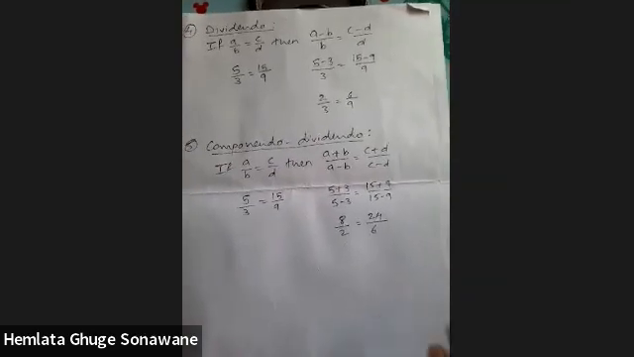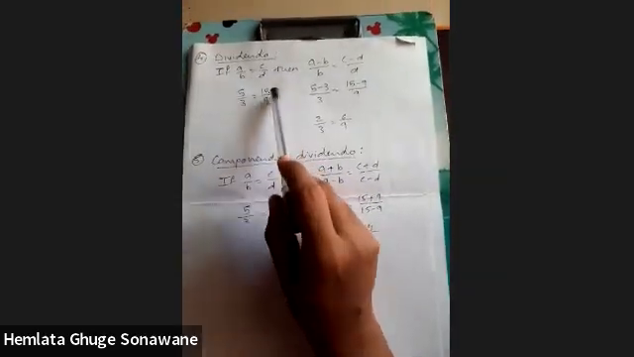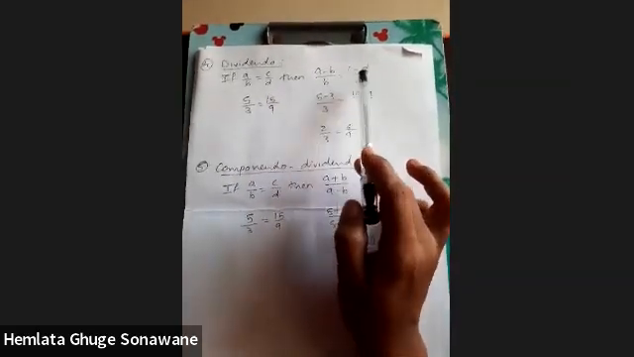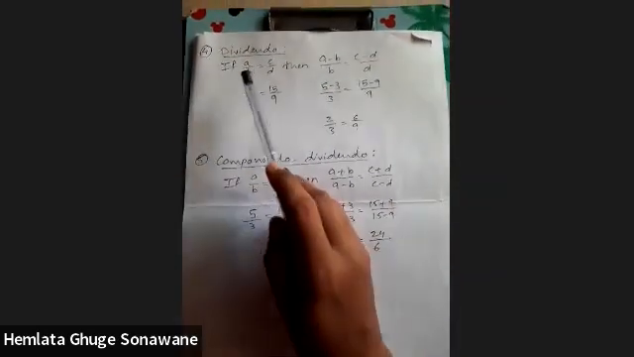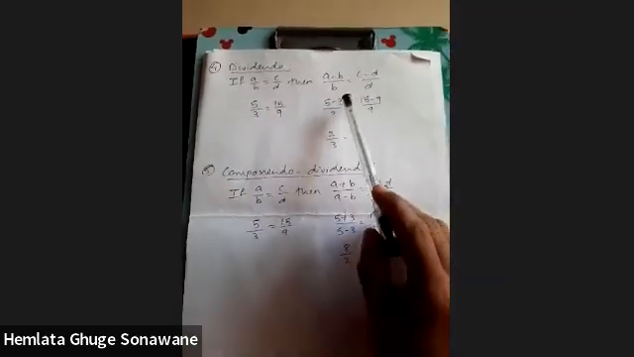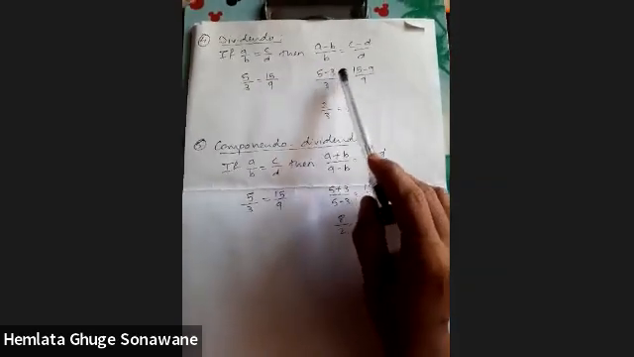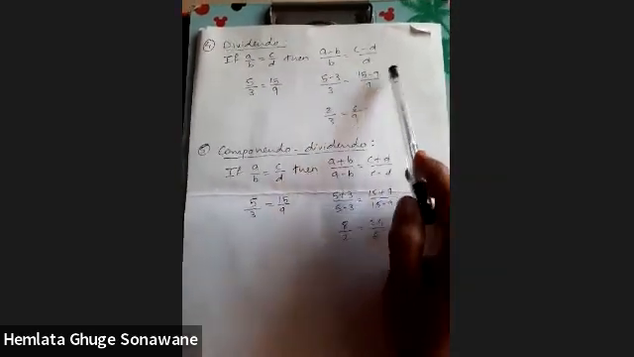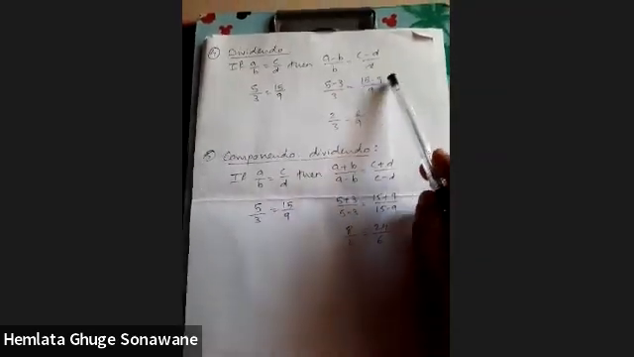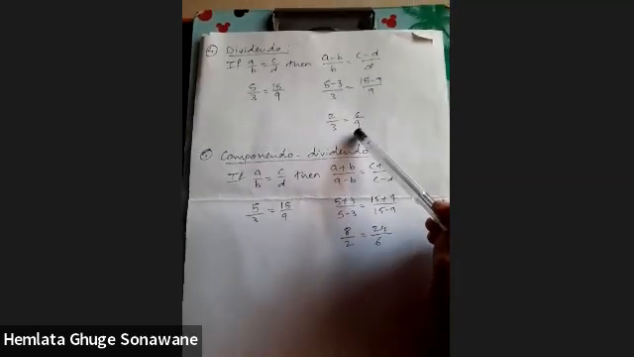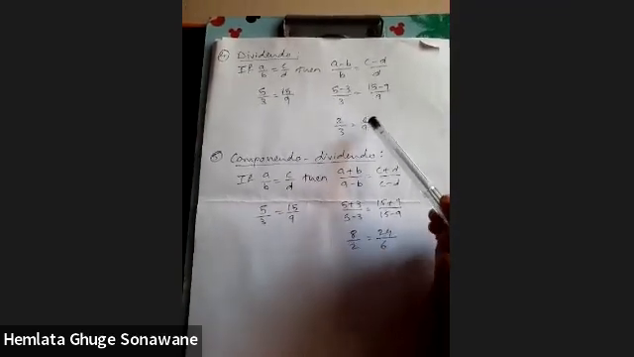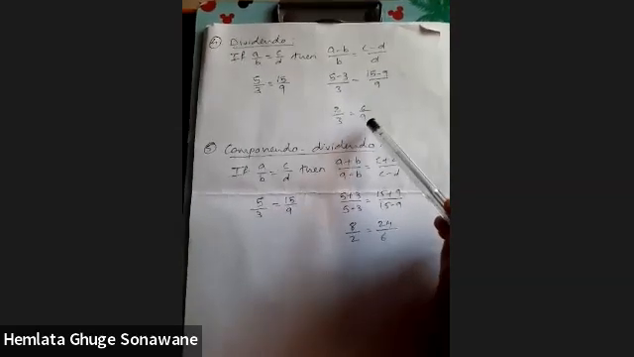Next property is dividendo. If A upon B is equal to C upon D, then A minus B upon B is equal to C minus D upon D. Here A is 5, B is 3, C is 15 and D is 9. We'll apply dividendo, then it becomes 5 minus 3 upon 3 is equal to 15 minus 9 upon 9. 5 minus 3 is 2 upon 3. 15 minus 9 is 6 upon 9. Okay, if we simplify this, it becomes 2 upon 3. If we divide 6 by 3 and 9 by 3, then it becomes 2 upon 3.